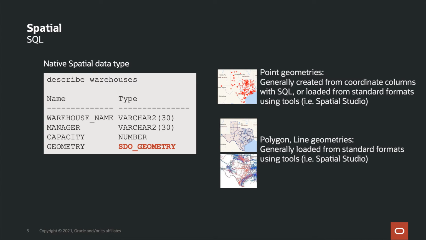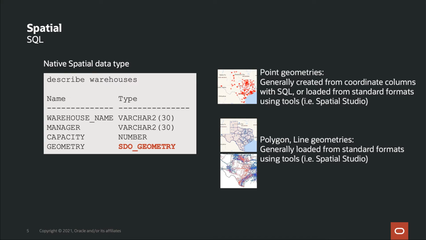Similarly, spatial data is oftentimes exchanged or downloaded from public sources in a variety of very standard, well-adopted spatial file formats, which are easily loaded into Spatial as well. In fact, we have a tool, Spatial Studio, that I'll be talking more about in a few moments, that can load from those formats. And in the case of polygons and lines, those are generally loaded into and built by loading from any of these standard formats.